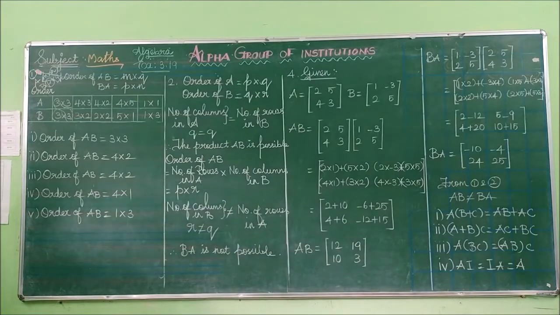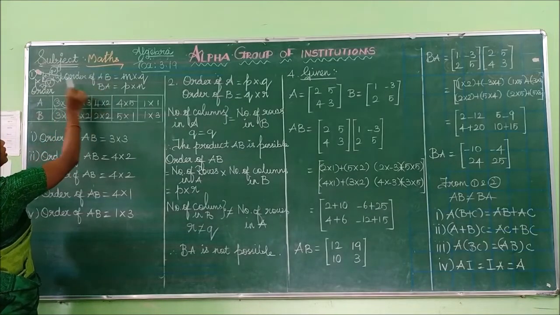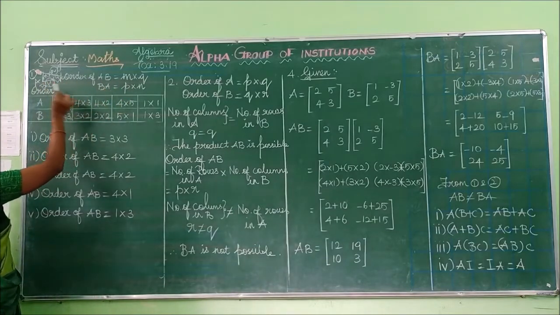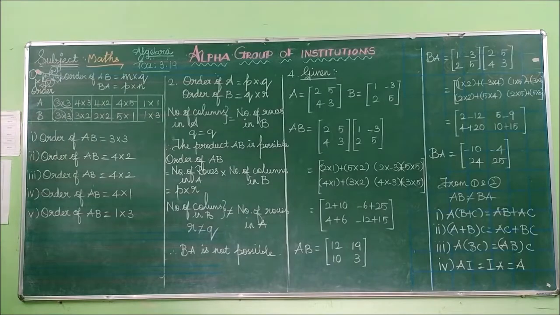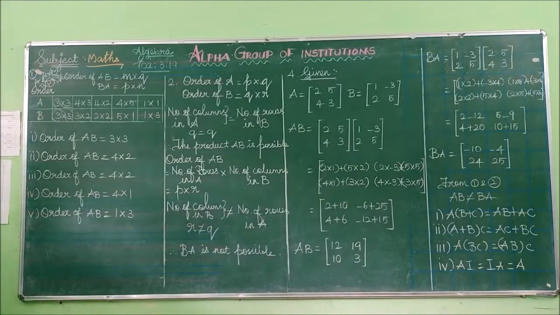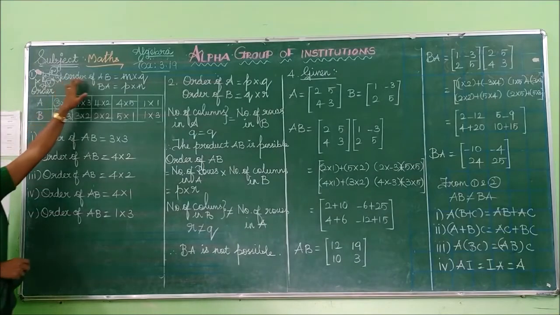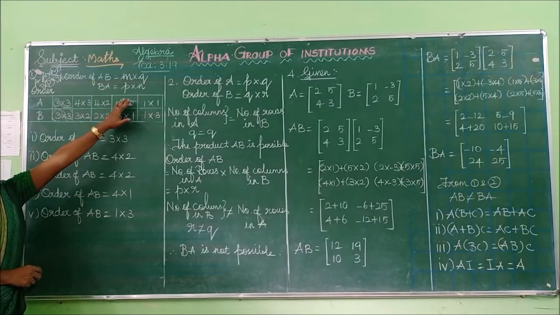Then how can you find the order of AB? The order of AB is m cross q and the order of BA is p cross n. Listen to the note carefully once again. If matrix A is of order m cross n and matrix B is of order p cross q, then AB is possible only if n equals p, and BA is possible when q equals m. The order of AB is m cross q and BA is p cross n.